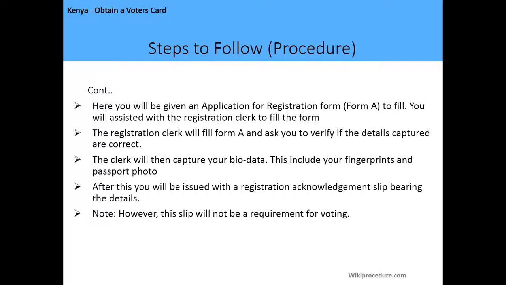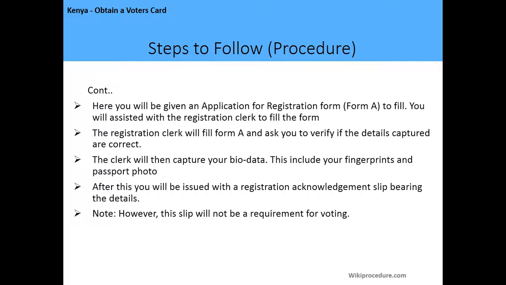Here you'll be given an application form which is known as Form A to fill. This form is not available online but can only be accessed when you visit the registration office. You'll be assisted by the registration clerk to fill the form. The registration clerk will interview you and fill Form A and ask you to verify if the details he or she has captured are correct.